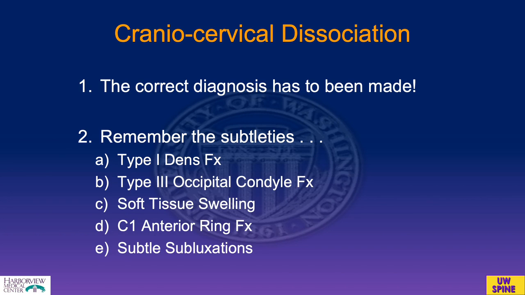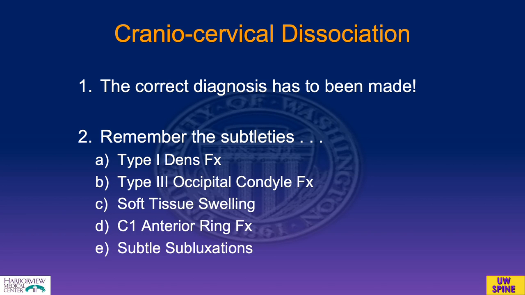Now, as we look at craniocervical dissociation, the correct diagnosis has to be made, and this is critical, and this is frequently where the errors are made. There are a lot of subtleties that can happen here. We can have type 1 Dens fractures that really are not so much a representation of the fracture as an avulsion of a ligament pulling off a piece of bone. Likewise, and the most common one is really these type 3 occipital condyle fractures, where essentially our alar ligaments are pulling off a piece of bone that also can be an indication of craniocervical dissociation.